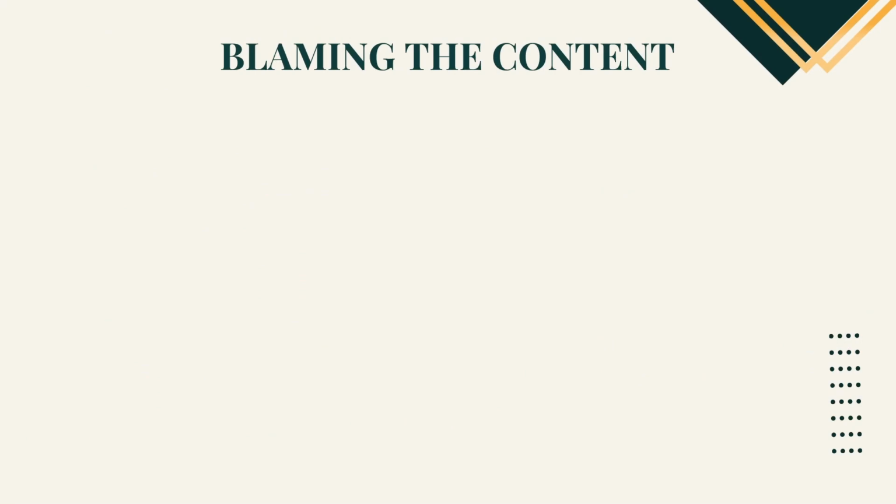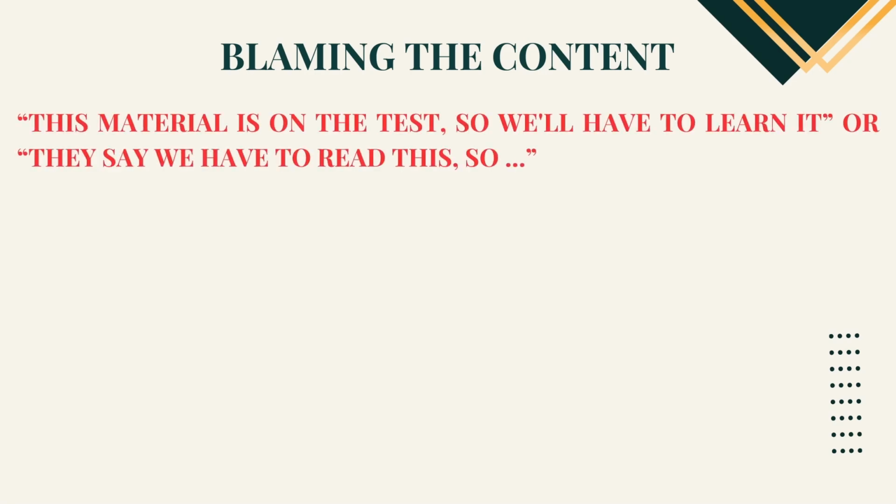Next is blaming the content. It usually happens when teachers express to students that the material they are about to teach is difficult, boring, or irrelevant. This can create a negative mindset in students, making them more likely to approach the content with disinterest. An example for this one is, "This material is on the test, so we'll have to learn it," or they say, "We have to read this." This statement is already blaming the content.